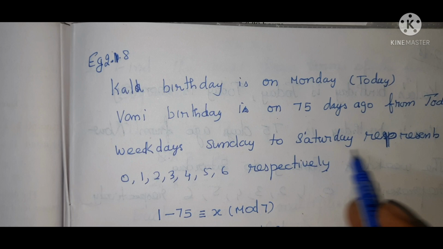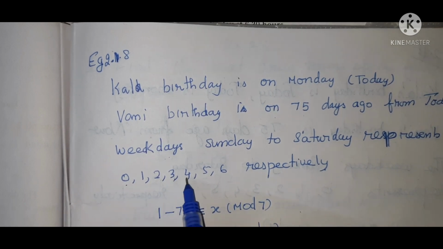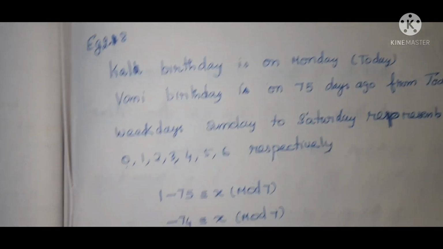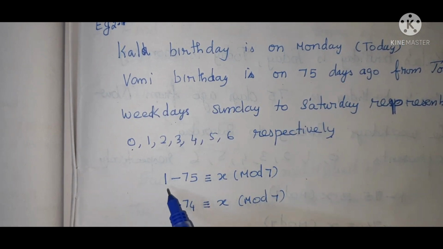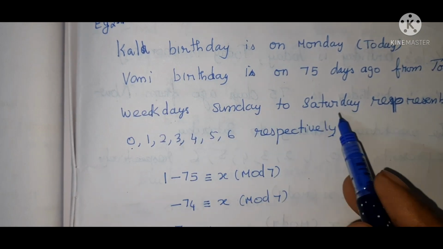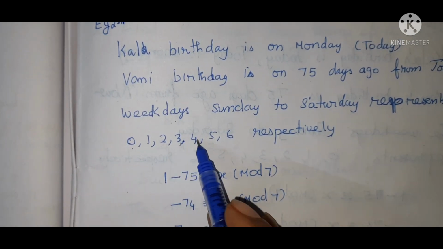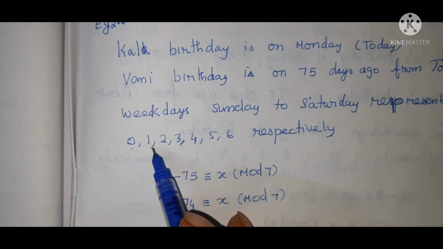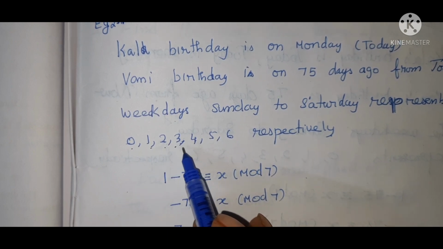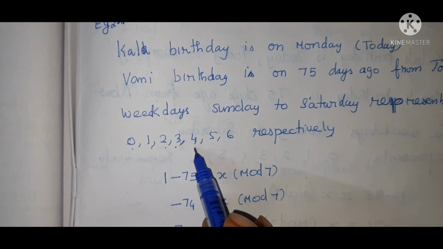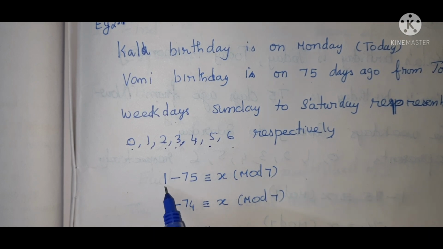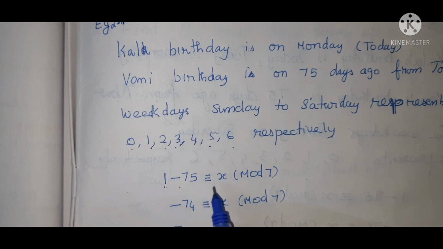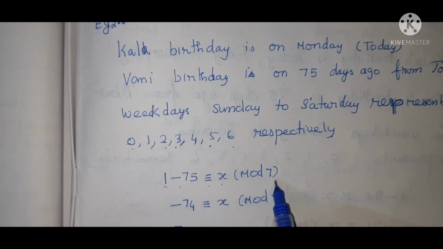Weekdays Sunday to Saturday represent 0, 1, 2, 3, 4, 5, 6 respectively. 0 is Sunday, 1 is Monday, 2 is Tuesday, 3 is Wednesday, 4 is Thursday, 5 is Friday, 6 is Saturday. Today is Monday, and Monday is 1. So 1 minus 75 is congruent to x mod 7.